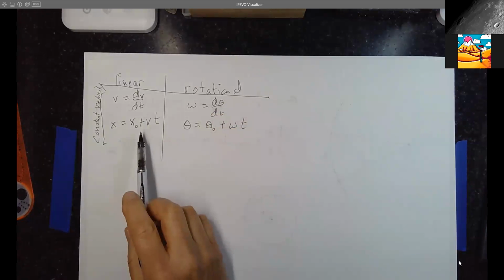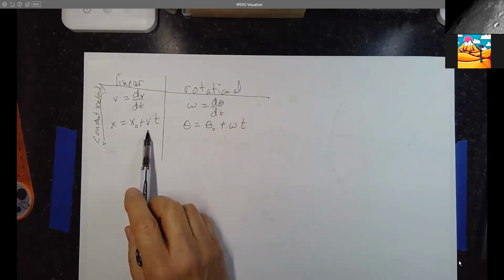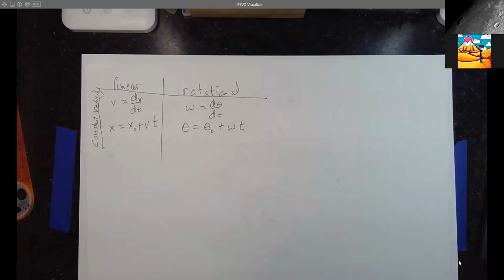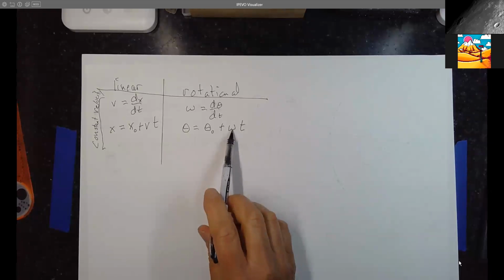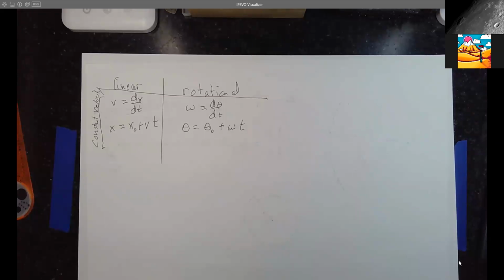Now, we could have signs for velocity. If something was going in what we chose as the positive direction, it would have a positive velocity. If it was going in what we chose as the negative direction, we'd have a negative velocity. We can have the same thing with rotational motion. If something is turning in what we've chosen to be the positive direction, it has a positive velocity. If it's going the opposite direction, it has a negative velocity.